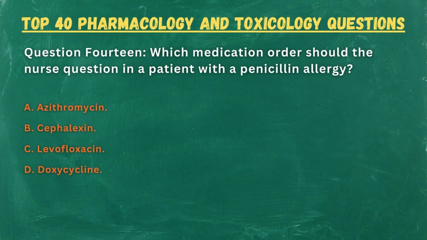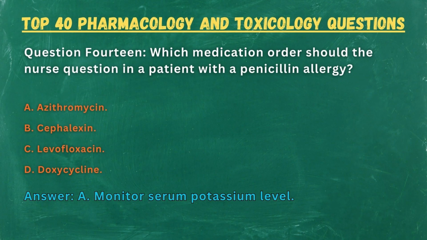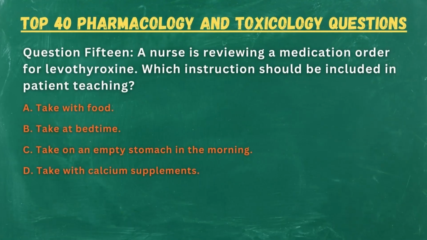Question 14. Which medication order should the nurse question in a patient with a penicillin allergy? A. Azithromycin. B. Cephalexin. C. Levofloxacin. D. Doxycycline. Answer: B. Cephalexin.